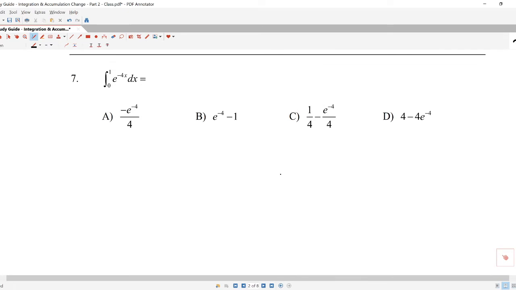All right, number 7, the integral from 0 to 1 of e to the negative 4x. So we're going to do the same type of thing here. Let u be negative 4x. du is going to be negative 4 dx. We don't have a negative 4. So no problem. I can put in a factor of negative 4, countering it with a negative 1/4 on the outside of dx.